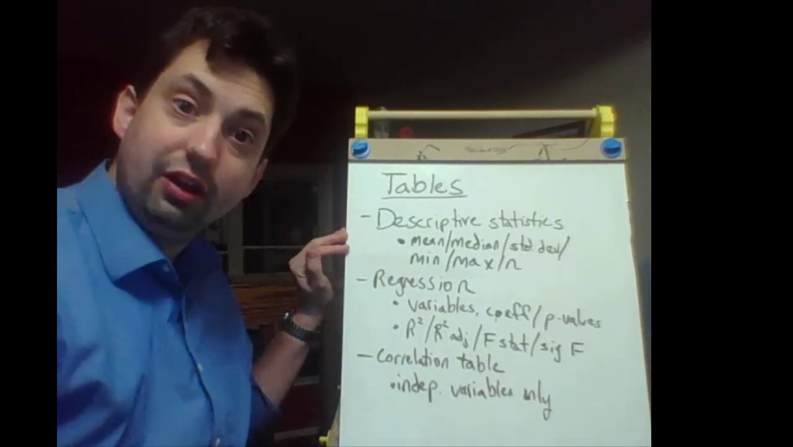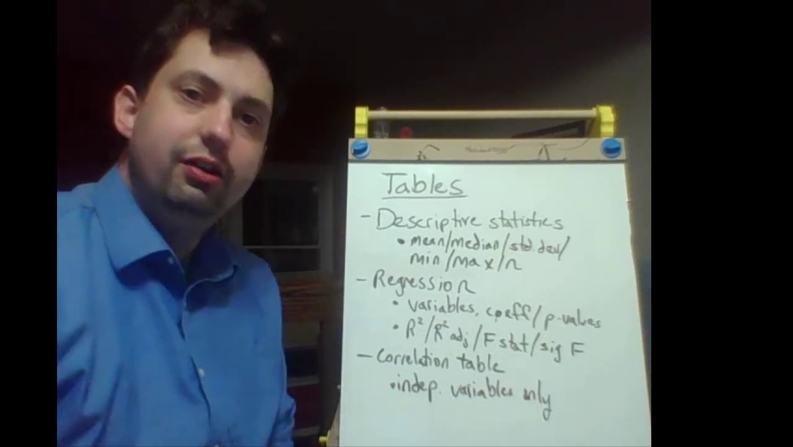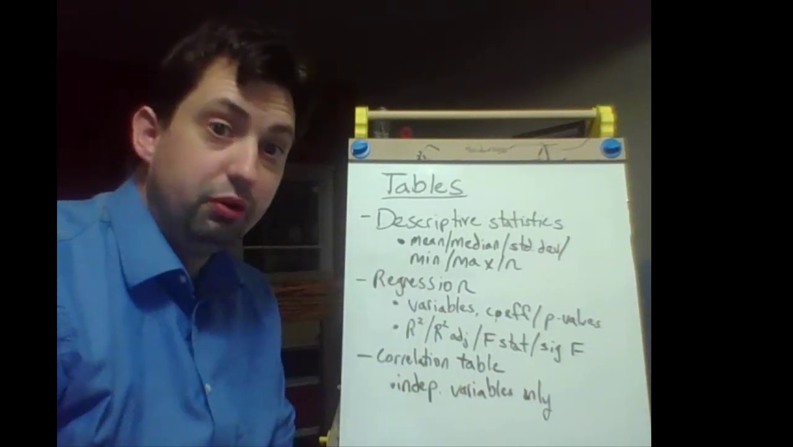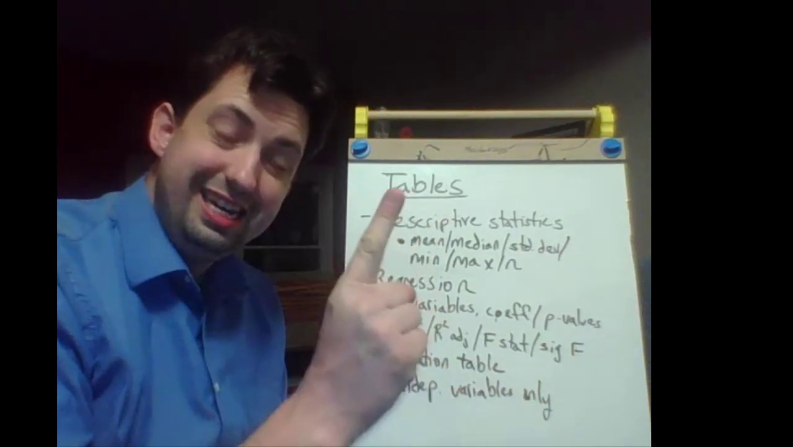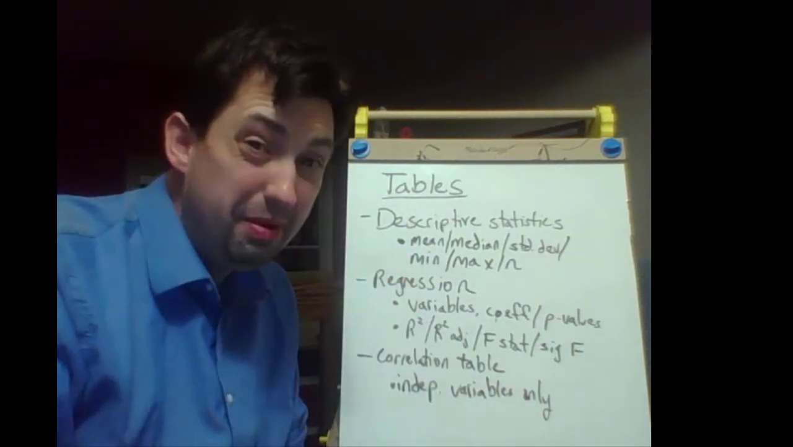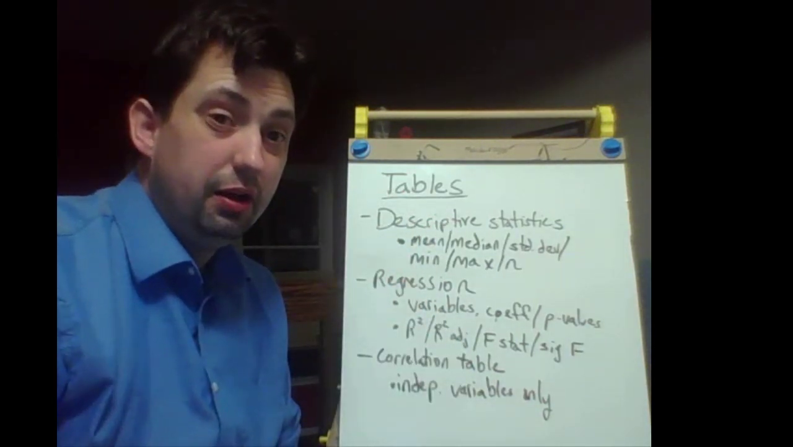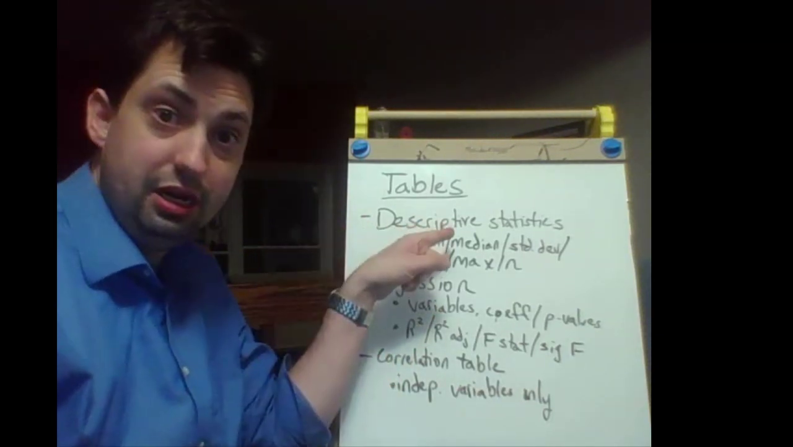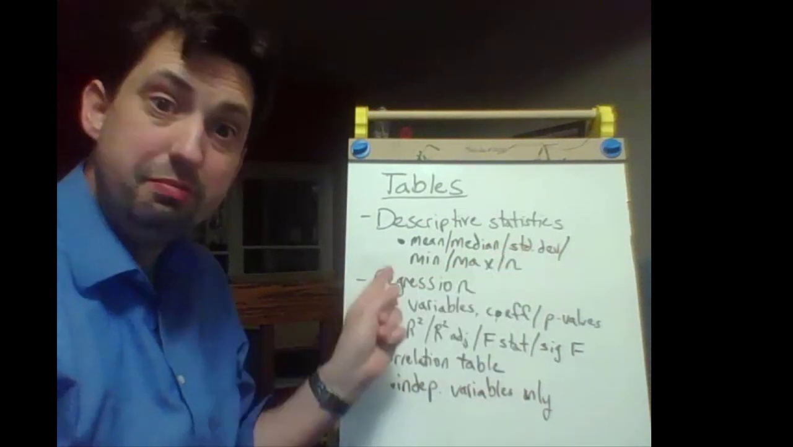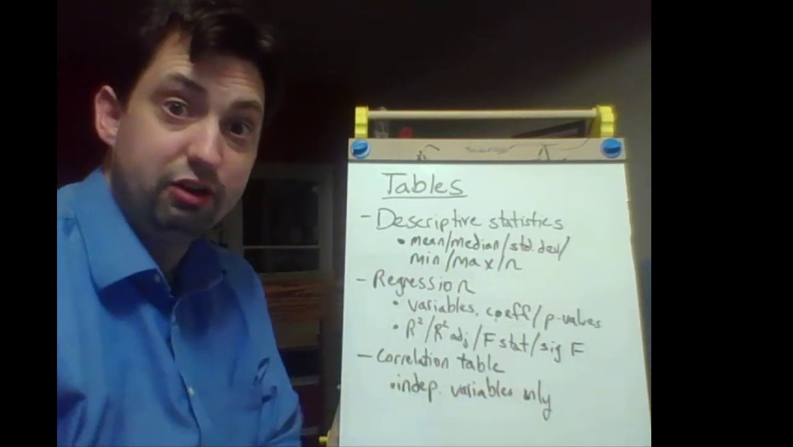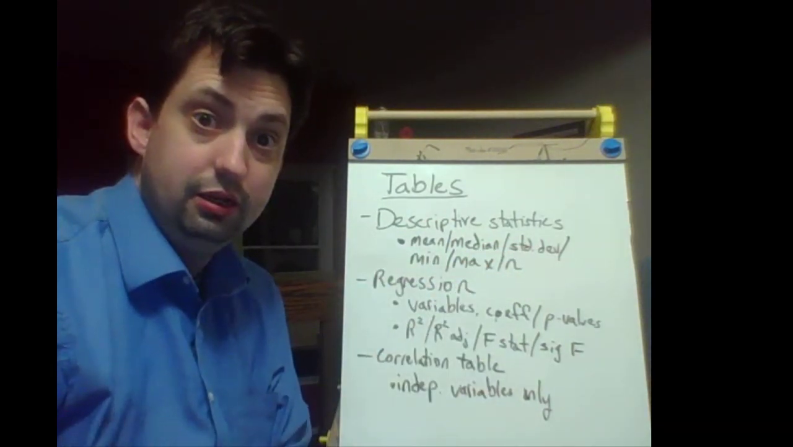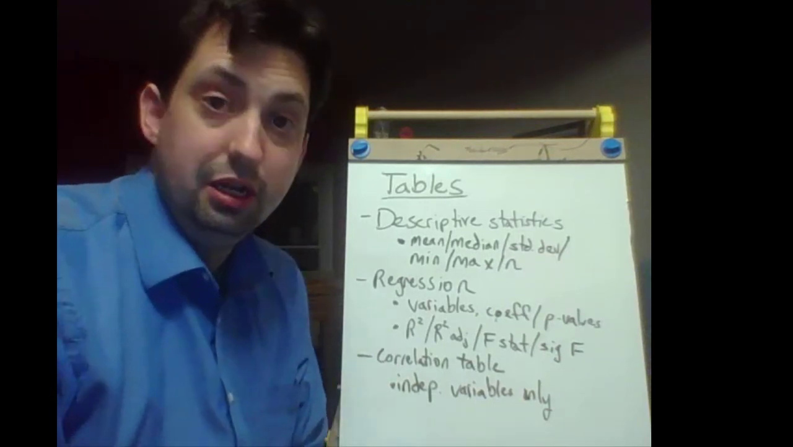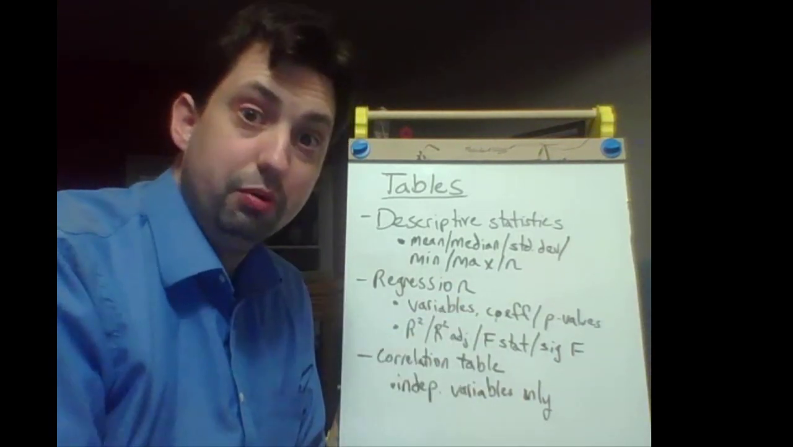First is descriptive statistics. It is, in addition to each of the variable names, your 1 dependent variable and your 3 independent variables. For each one of those 4 variables, you will need the mean, the median, the standard deviation, the min, the max, and the number of observations you're working with. So just those 6 things, plus of course the label, the name.